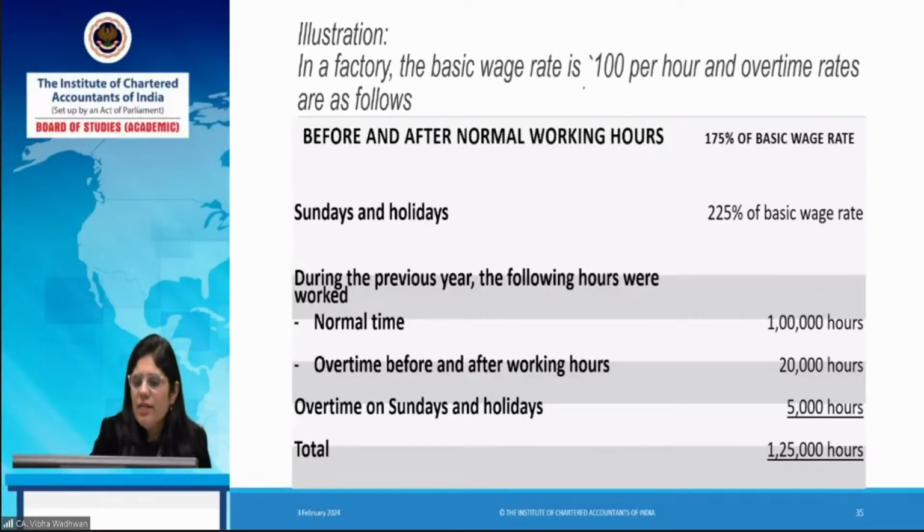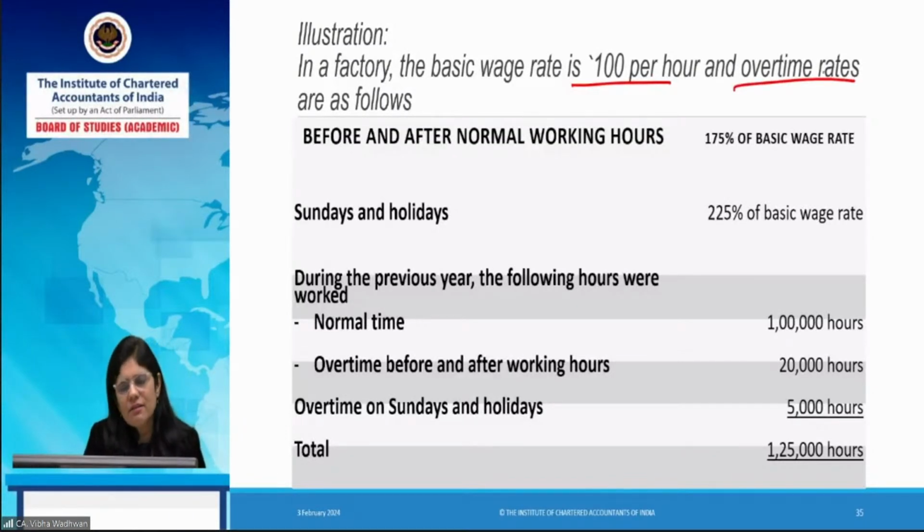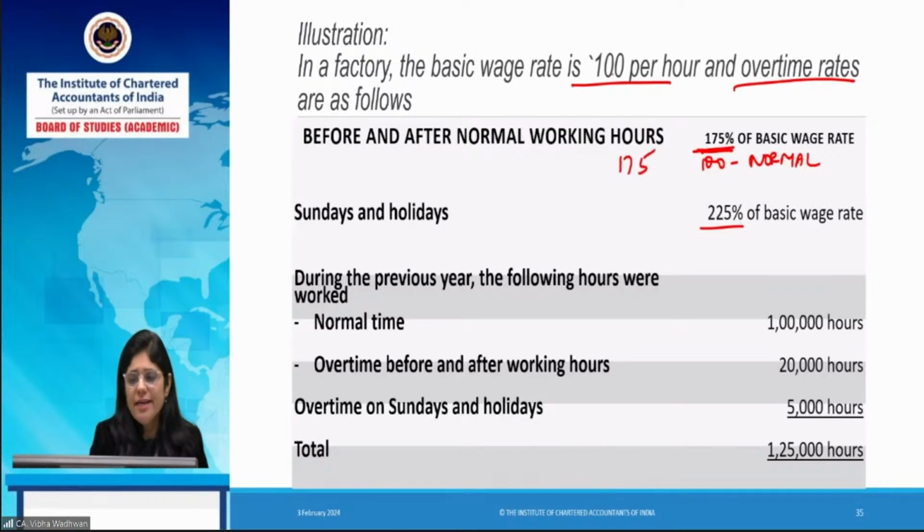The basic wage rate is 100. The basic wage rate and the overtime rate. So overtime rates are always higher than the basic. Before and after work, normal working hours is 175% of basic wage rate. Sundays and holidays, 225%. So 175% means 100 is normal out of 175. That means it's rupees 175. 100 is normal and 75 will be overtime.